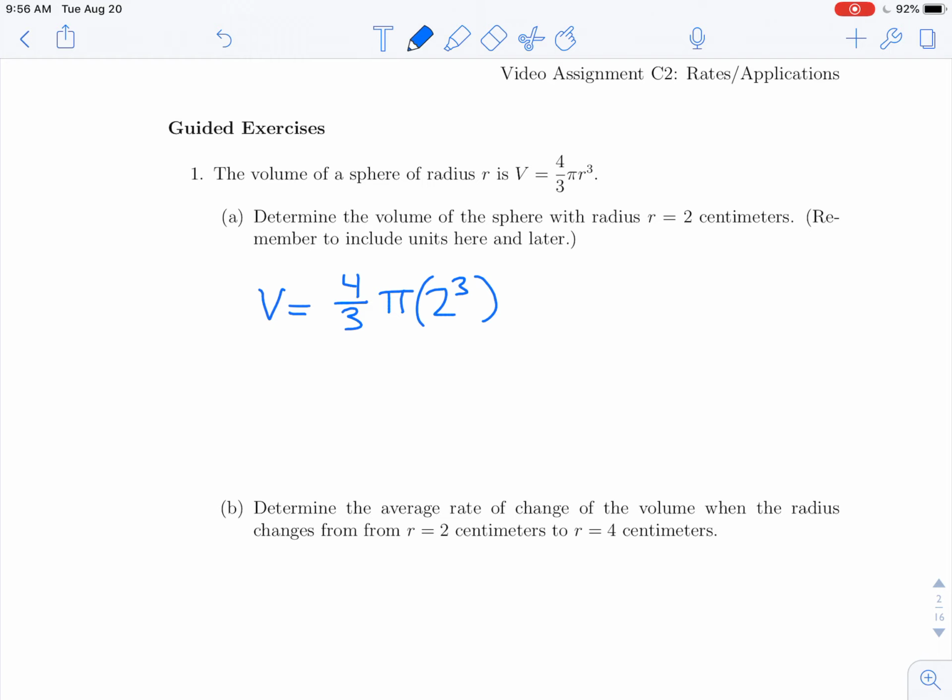And the units for volume are whatever your units are for your radius, and then cubed. So centimeters cubed. And if you wanted to, you could simplify this. We do need it later, so we'll go ahead and simplify it. 2 cubed is 8. 8 times 4 is 32. So 32 pi over 3 centimeters cubed.